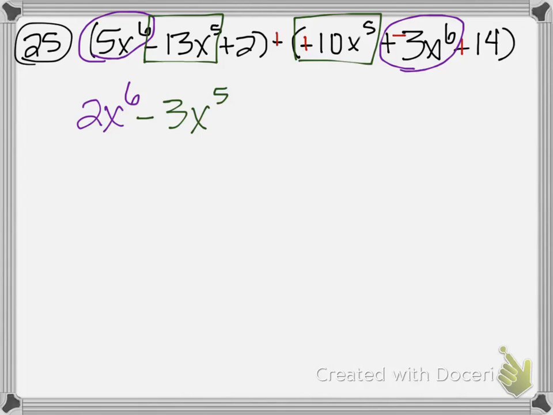And then I have numbers. I have 14 and 2, which leaves me plus 16. So 2x to the 6th minus 3x to the 5th plus 16 is our answer on 25. So that's what the answer would be. That's as far as you can go, because none of those are like terms, so you can't combine any more of them.